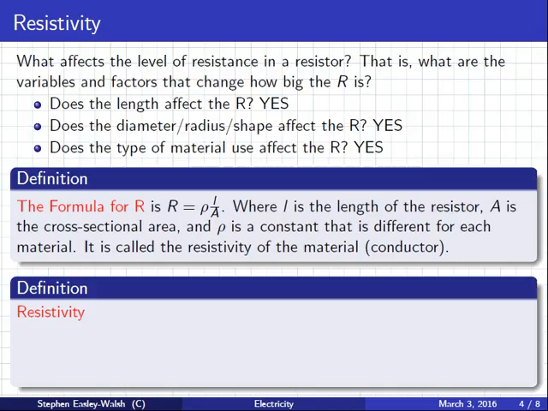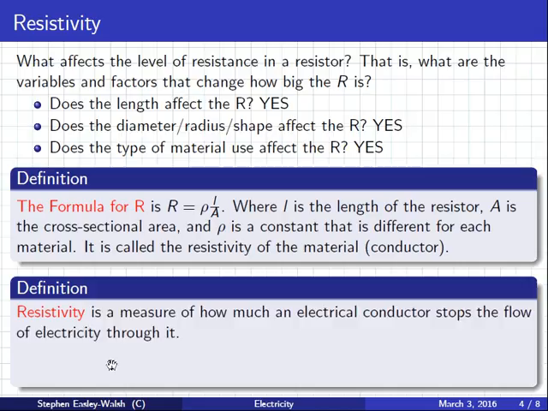Resistivity is the rho. So what is resistivity? Something like wood, it's big. Plastic, it's big. Copper, it's small. Resistivity is a measure of how much an electrical conductor stops the flow of electricity through it. Most metals have a low resistivity.